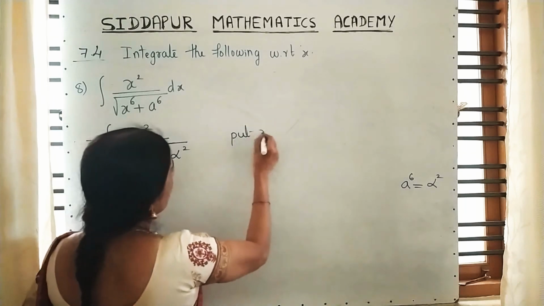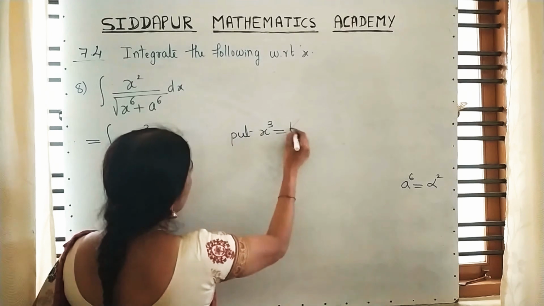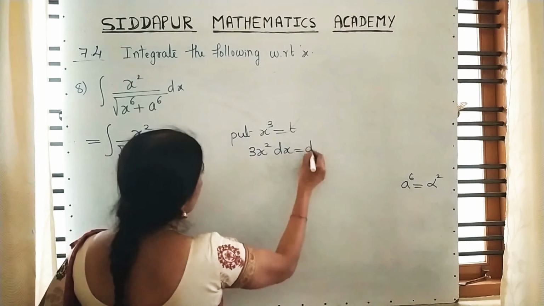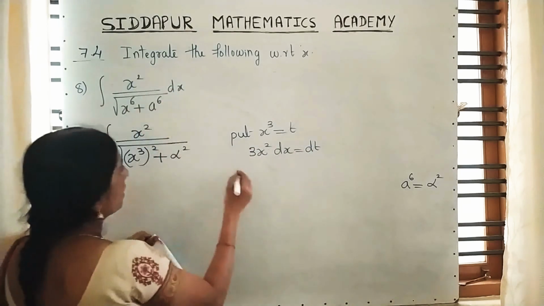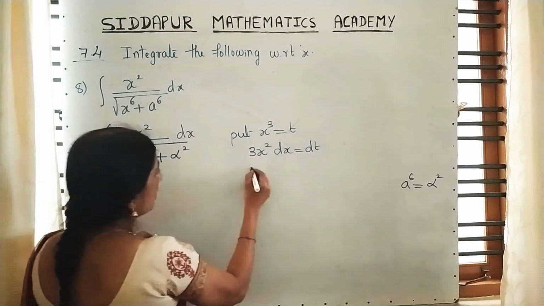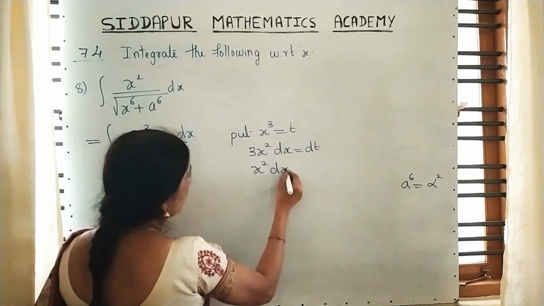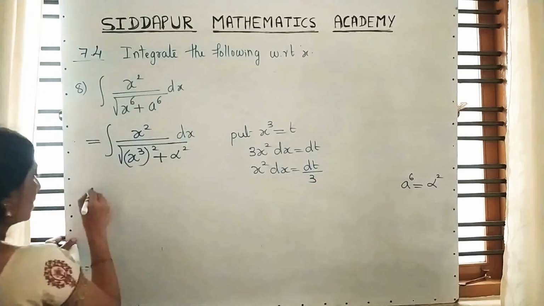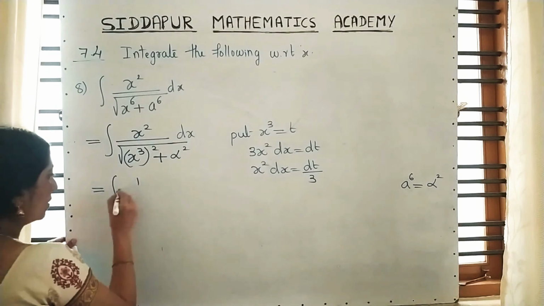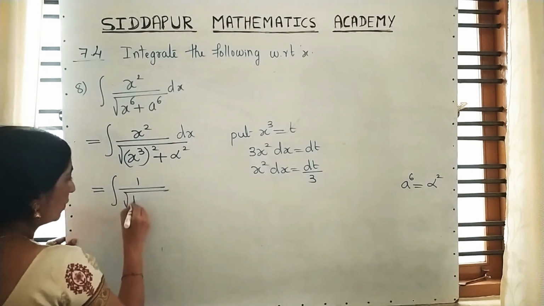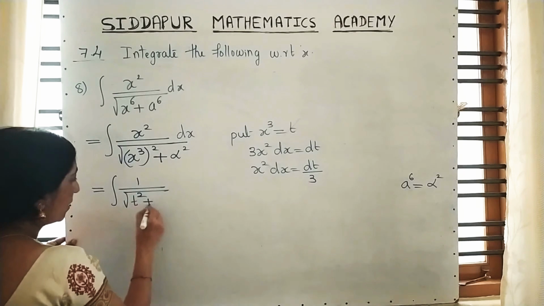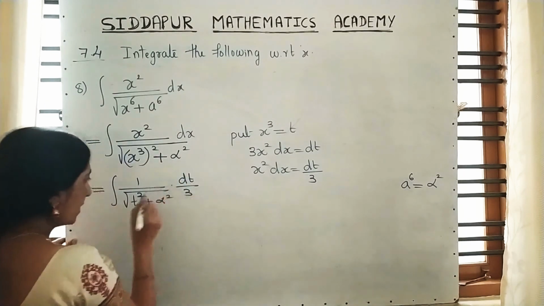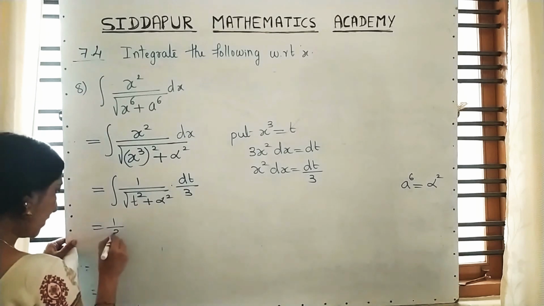Now put x cube is equal to t. 3x square into dx is dt. We require only x square into dx. x square into dx is dt by 3. So it is 1 upon root of t square plus alpha square into dt by 3. This is 1 by 3.